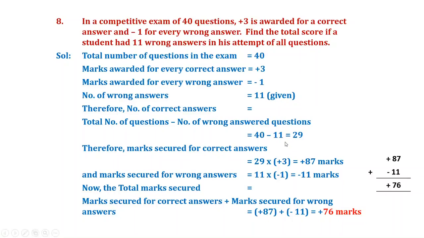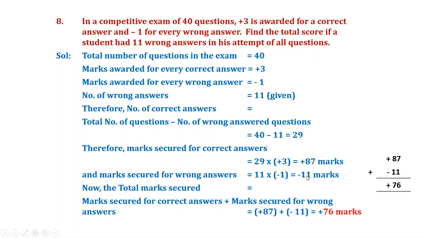Now we can find out the total number of marks by multiplying the marks for correct answers and wrong answers. So therefore marks secured for correct answers is how many? Which is 29 into plus 3, because plus 3 is the marks for correct answers. So 29 into plus 3 is equal to plus 87 marks, and marks secured for wrong answers is equal to 11 into minus 1, because minus 1 is for every wrong answer. So 11 into minus 1 is minus 11 marks.